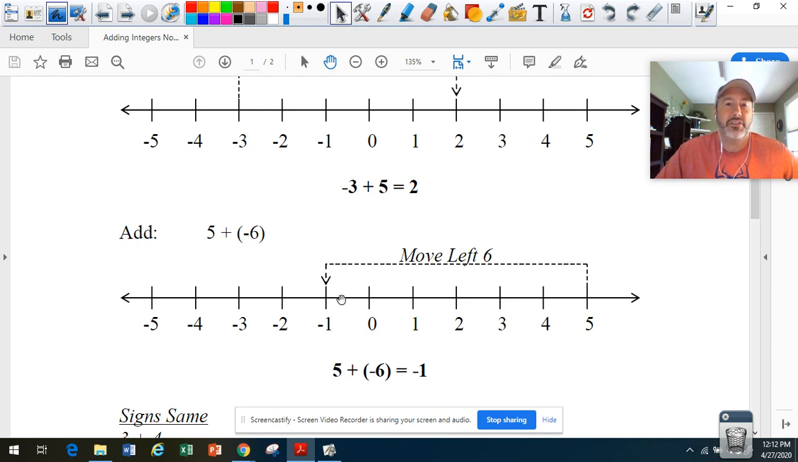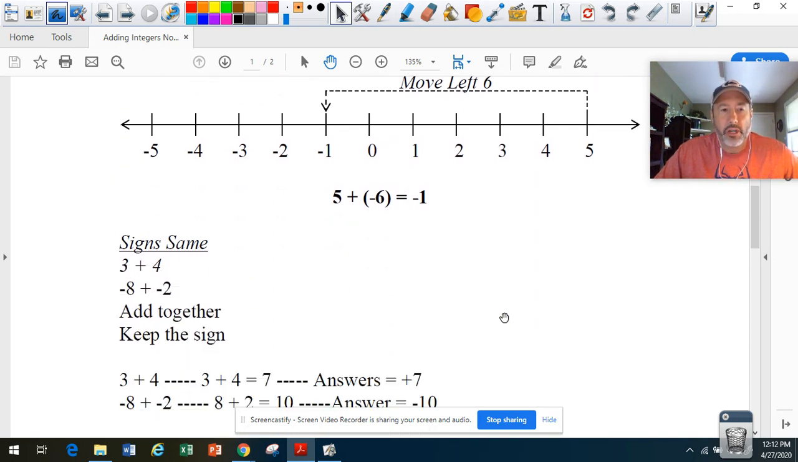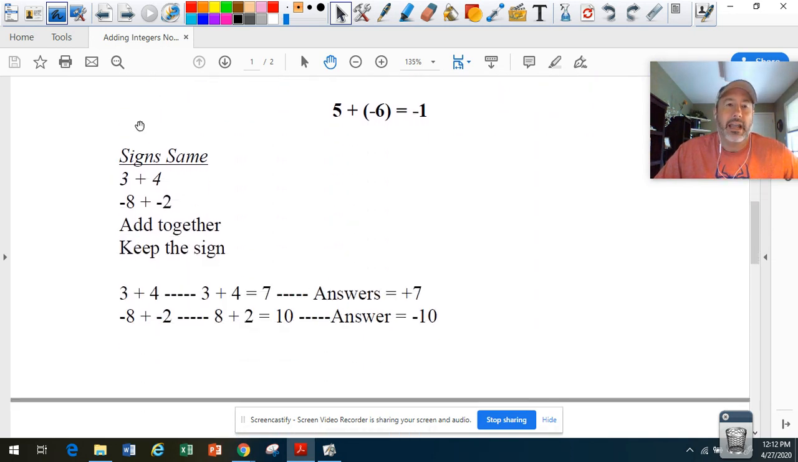So 5 plus -6 is -1. Okay, here's some of the rules you have to know. These are going to be important. This rule here is actually pretty easy. This is the easiest one to follow along here.